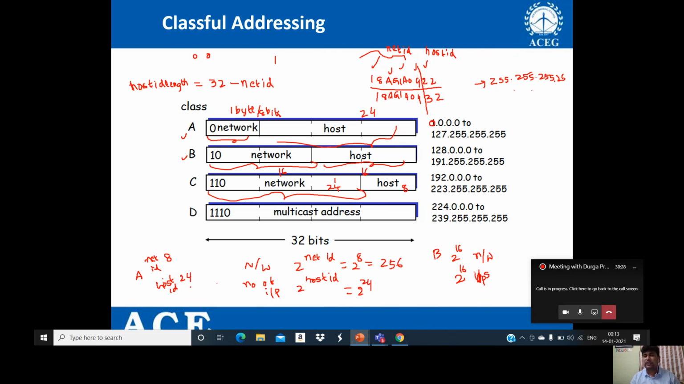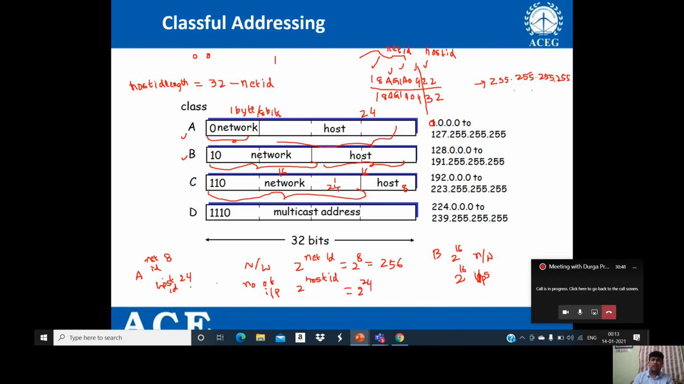And how do we get the first address in a given network? By keeping the network ID bits as they are and making your host ID bits zeros. That is called the network address. Okay, so these are the few important things that we have to remember in case of classful addressing.